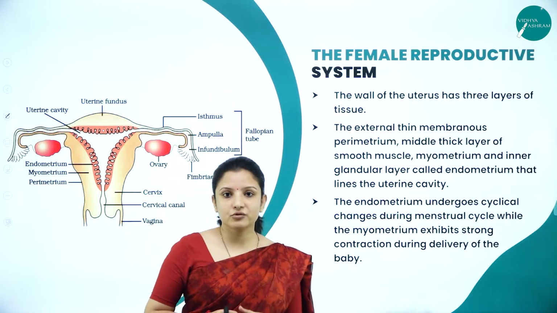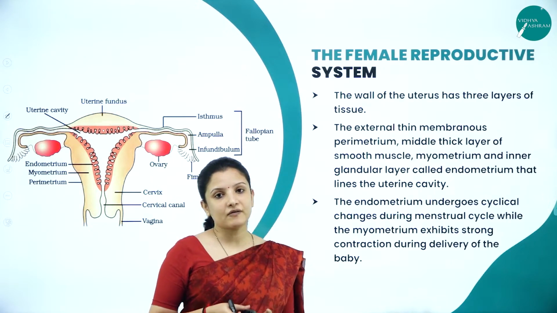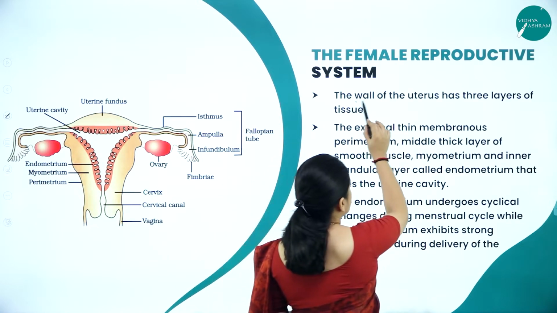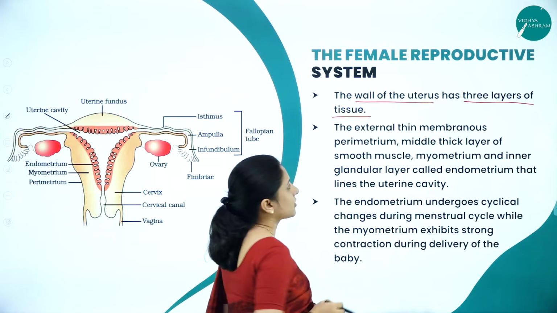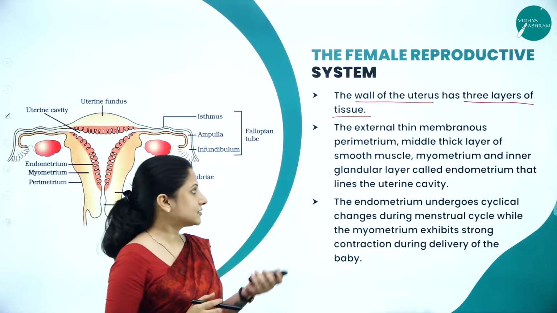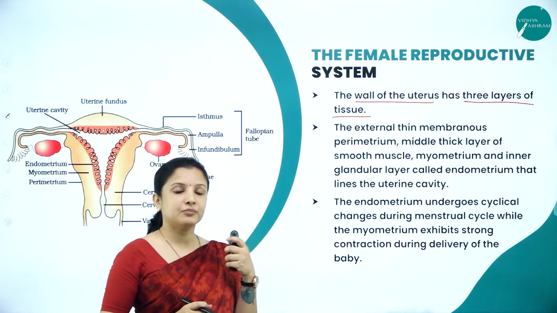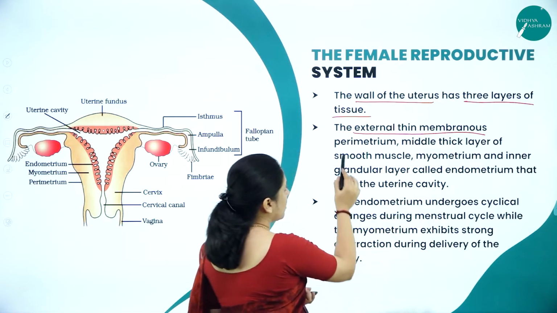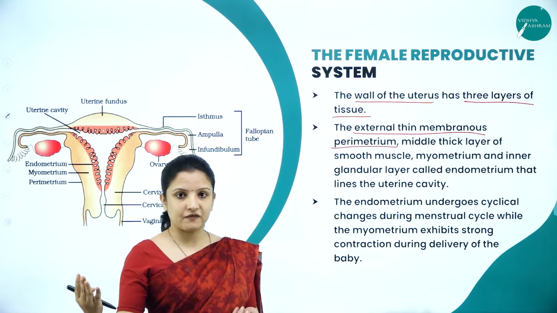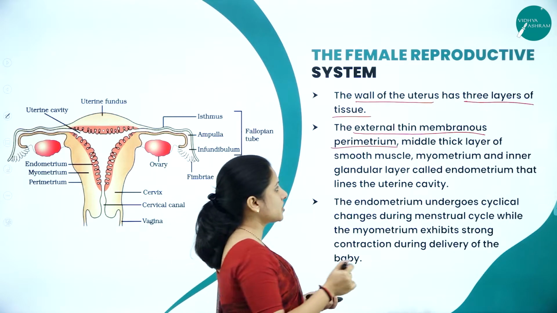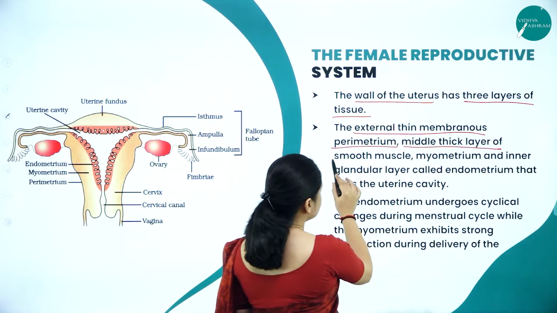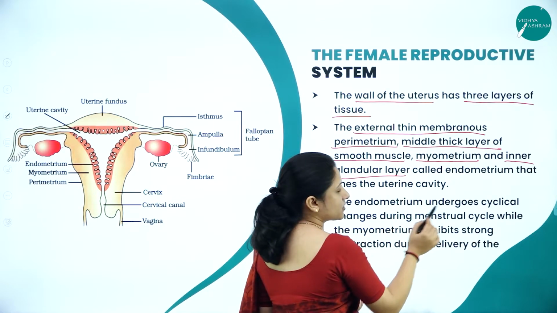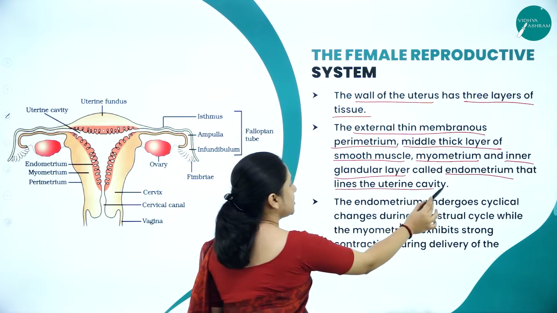Next, talking about the uterus in detail. The uterus is covered by three wall layers. Let us look into what those are. The wall of the uterus has three layers of tissue, which is nothing but the membranous covering. It is formed of the external thin membrane, called the perimetrium. Peri means peripheral, outside. Then the middle thick layer of smooth muscle, called the myometrium, and the inner glandular layer, called the endometrium, that lines the uterine cavity.